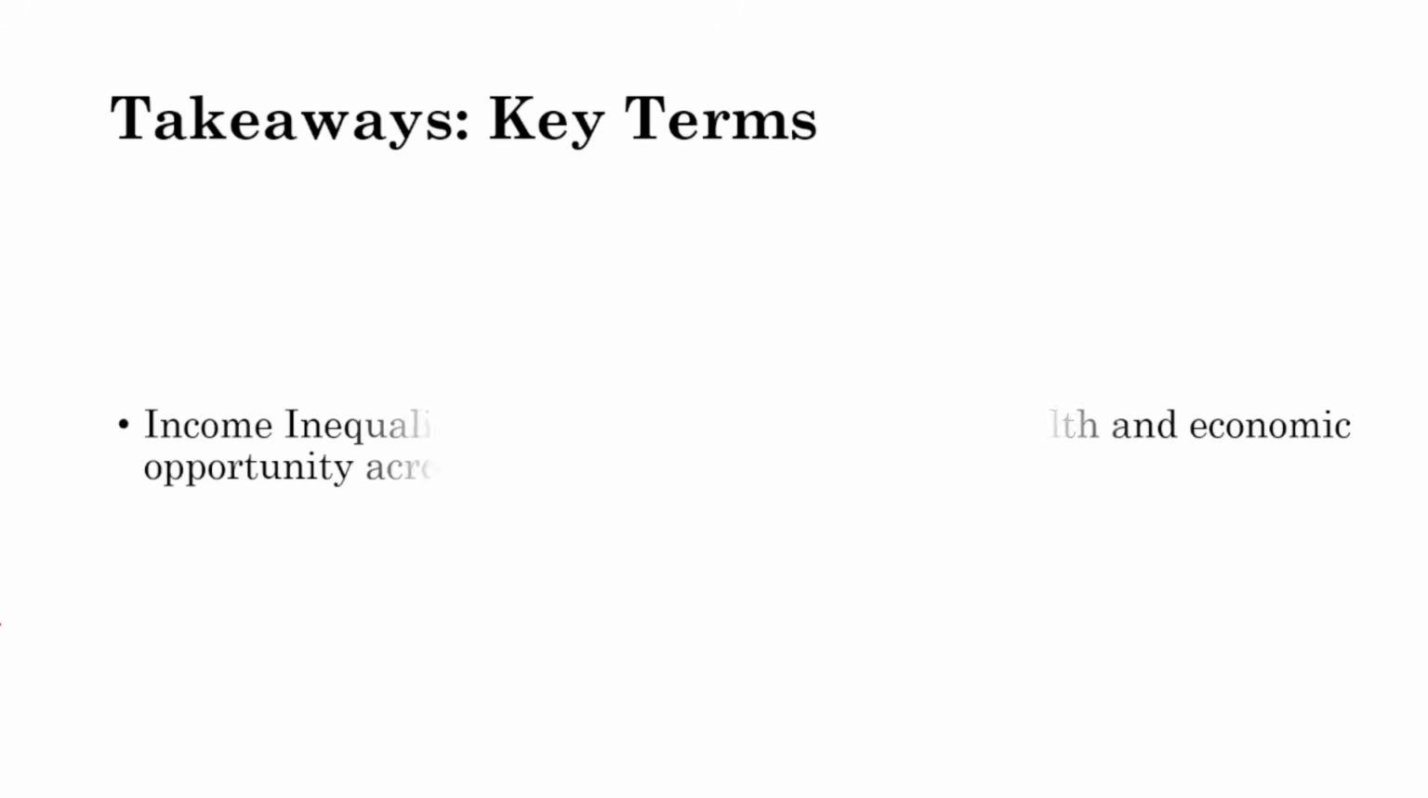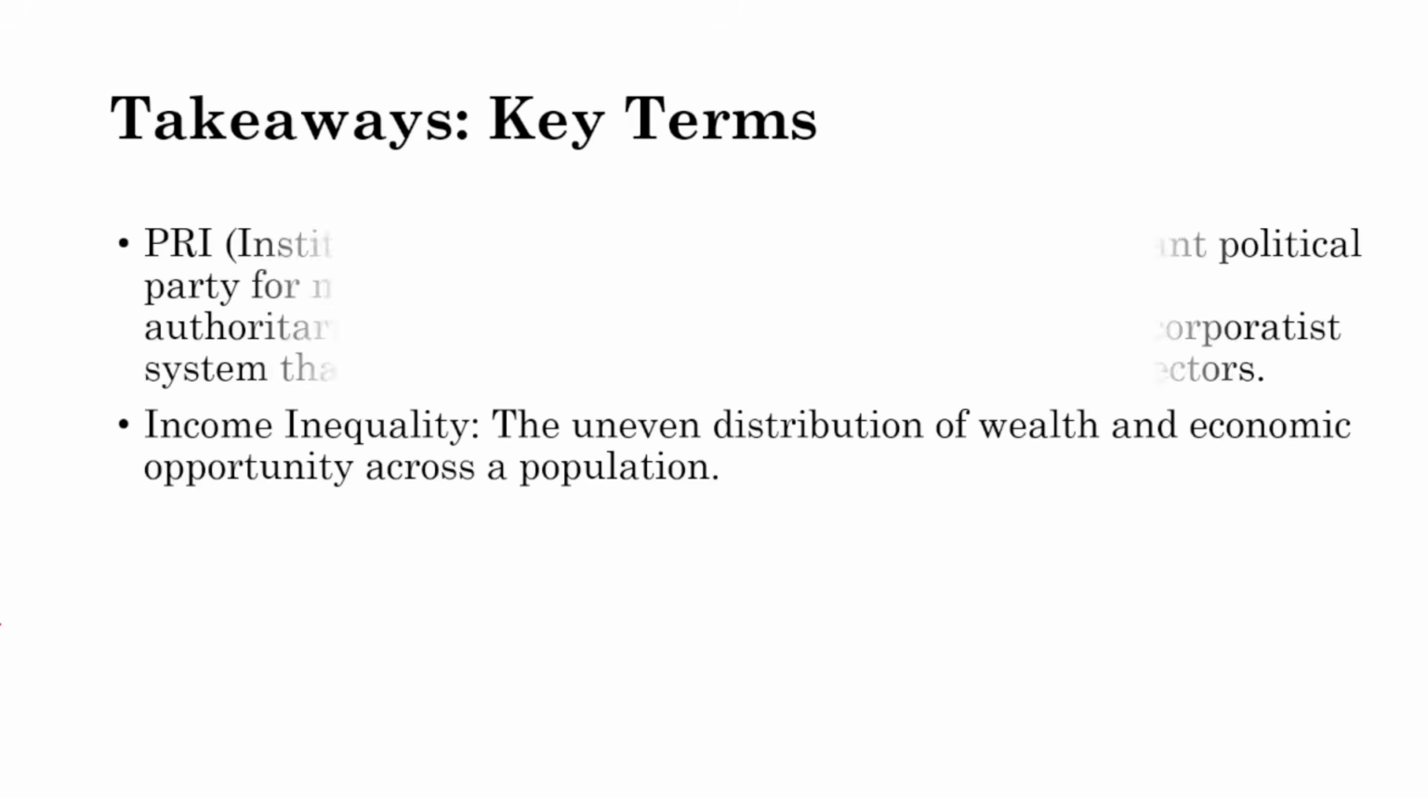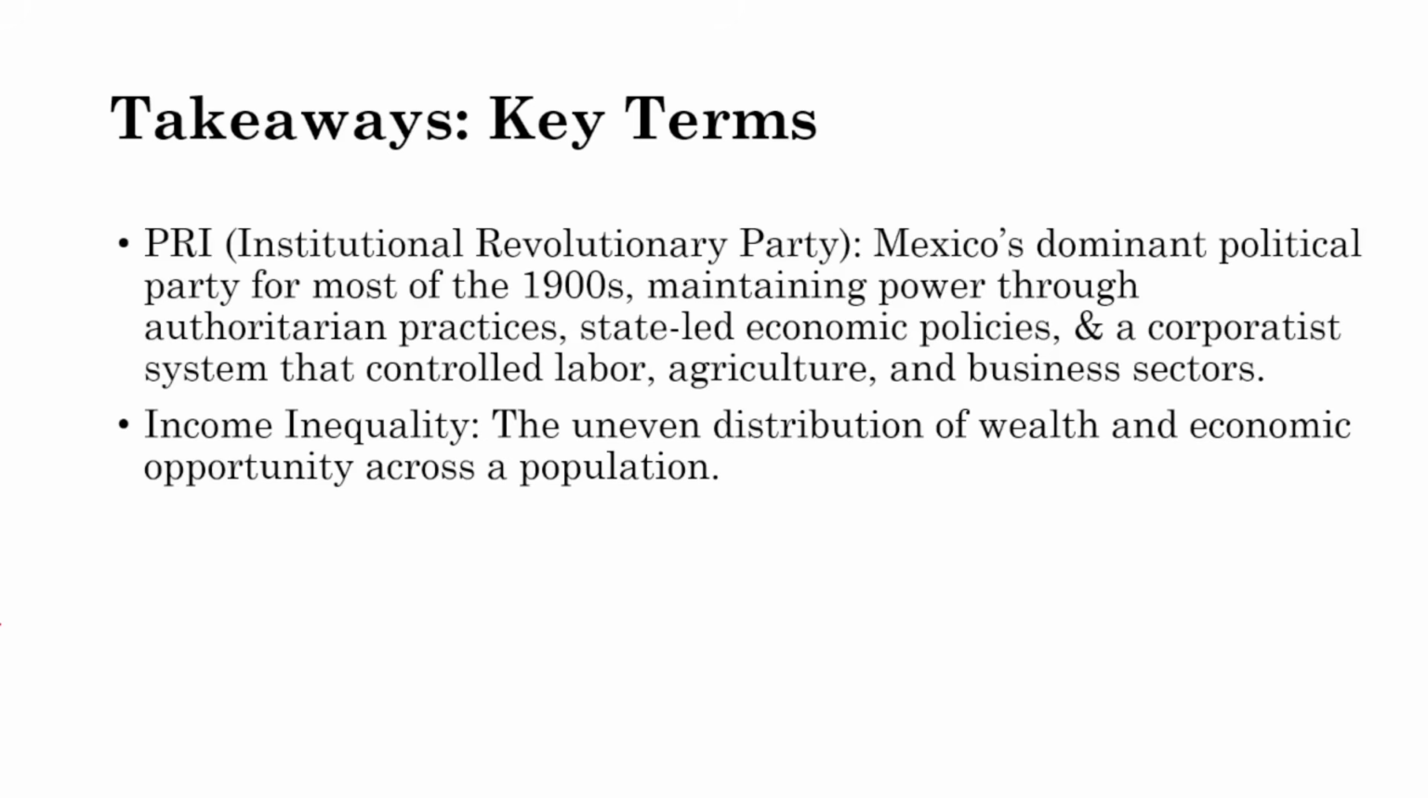What are the key terms we discussed? We discussed income inequality. I don't know why that's in the middle, but we discussed income inequality. That's the uneven distribution of wealth and economic opportunity across the population. We looked at the PRI briefly in that last part. So if you didn't know what the PRI is, that's the Institutional Revolutionary Party. That's Mexico's dominant political party for most of the 1900s when they were under authoritarian rule.